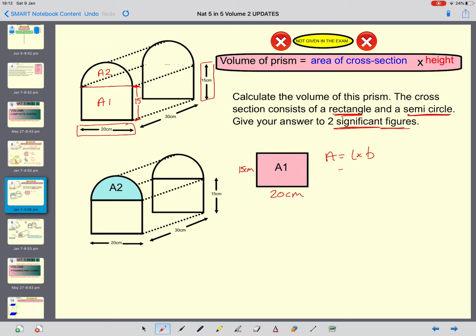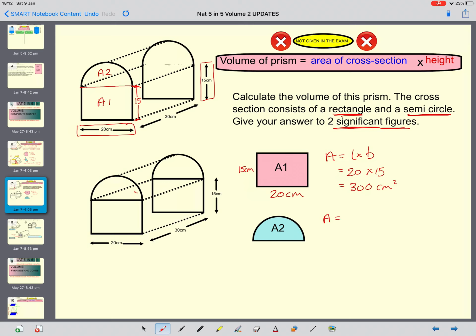Okay, so we're going to do 20 multiplied by 15, which is 300 centimetres squared. And then we're going to work out the area of this semicircle here. Okay, area 2. And it is half a circle.